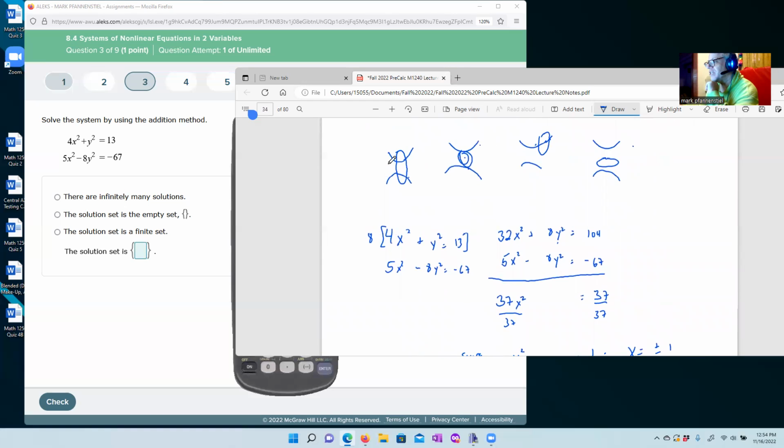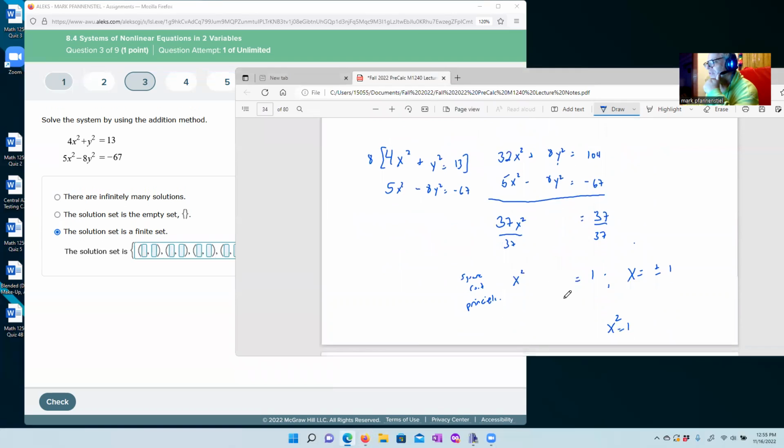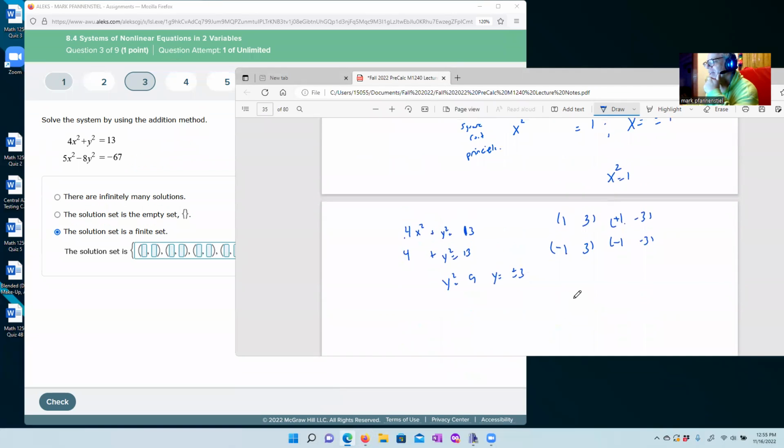So we're going to have a solution set, and the solution set is a finite set. We just have 4 different pairs to put in here. That happens more often than we'd want to admit. This is going to be a pain. Comma, comma, and comma. I'm just going to get all the different permutations that we have here. That's all there is to it.